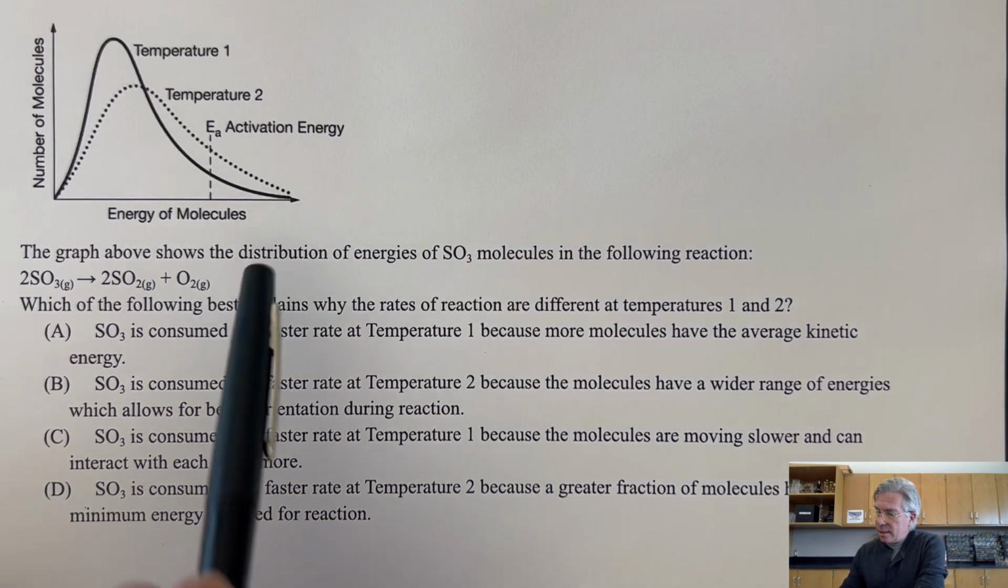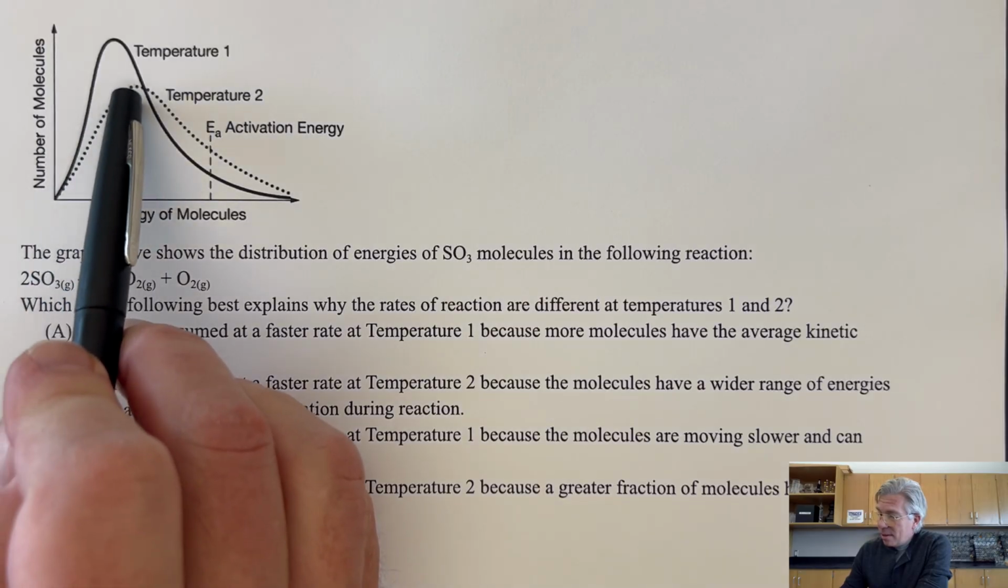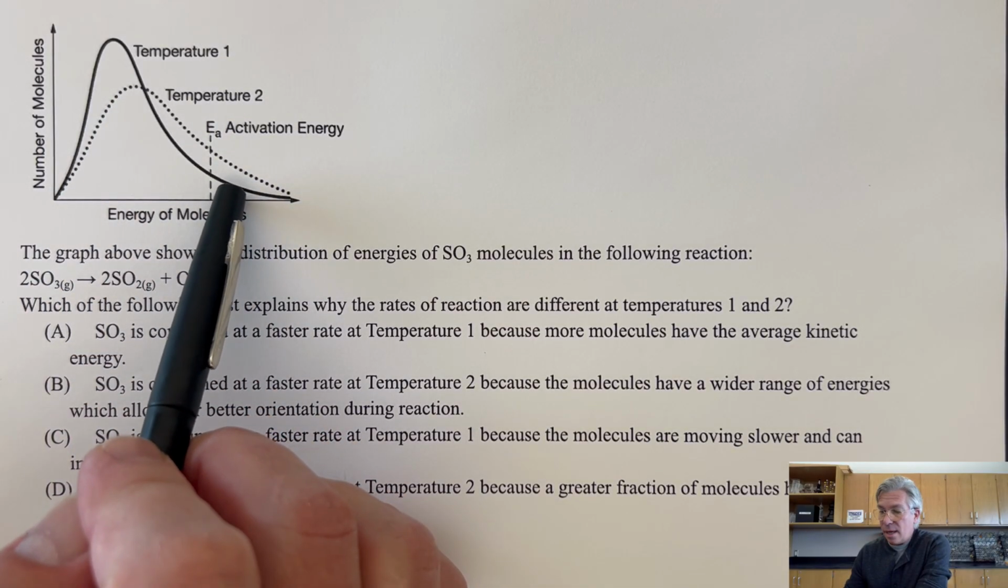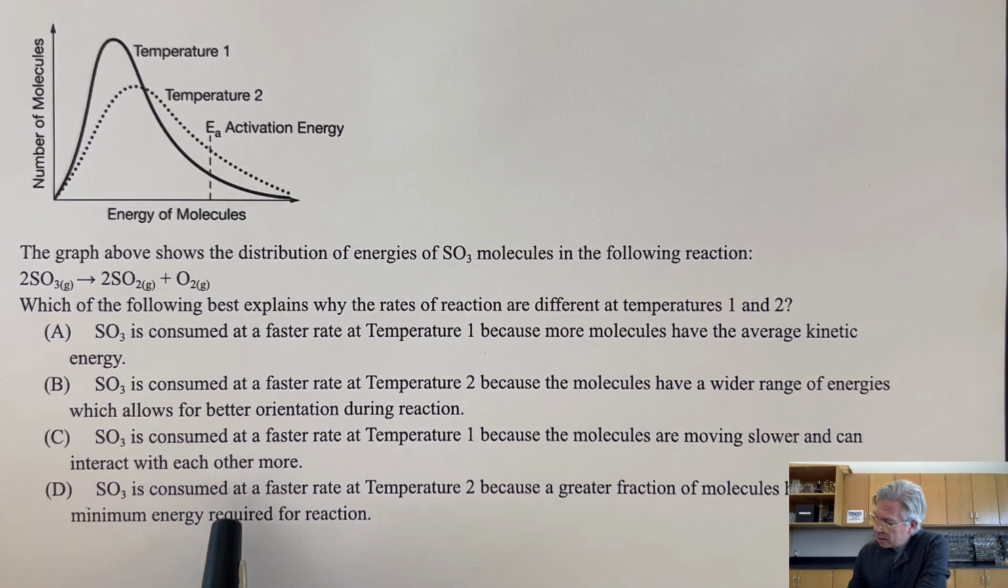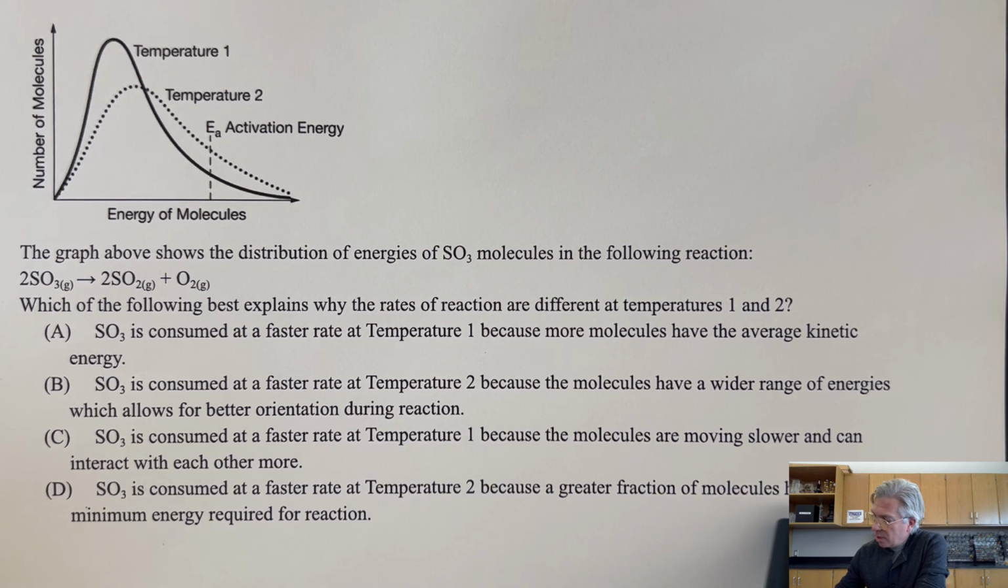Okay, I can see that at temperature 2, we have shifted to the right, so it's a higher temperature, a higher area under the curve past the line. So temperature 2 is a faster rate, and that's because a greater fraction of molecules have the minimum energy required for that reaction. So if you pick D, congratulations.